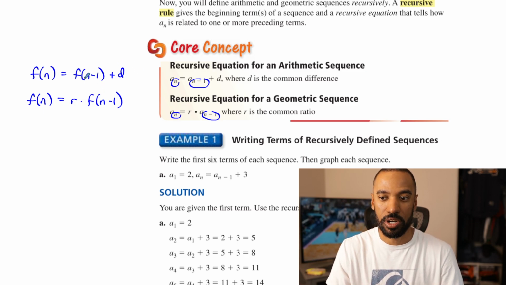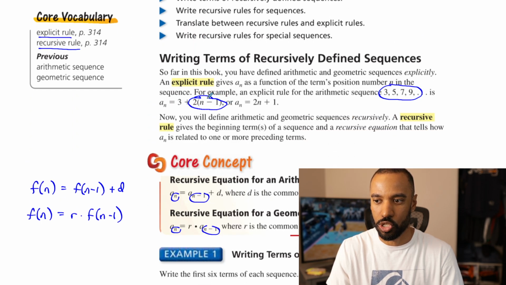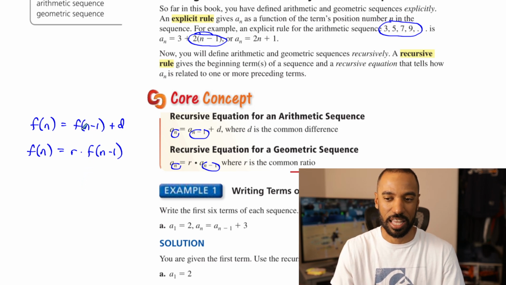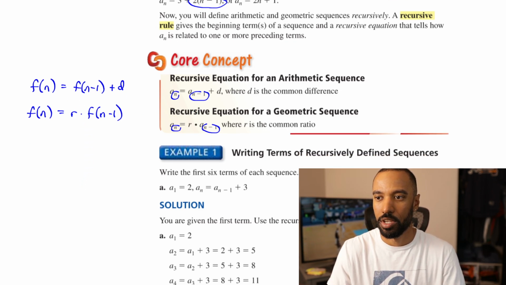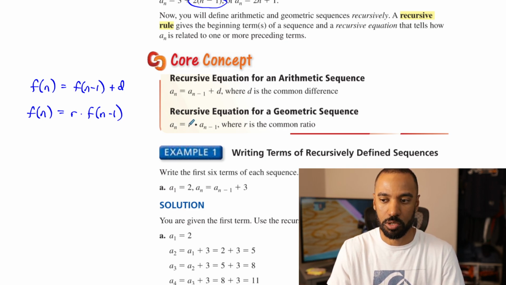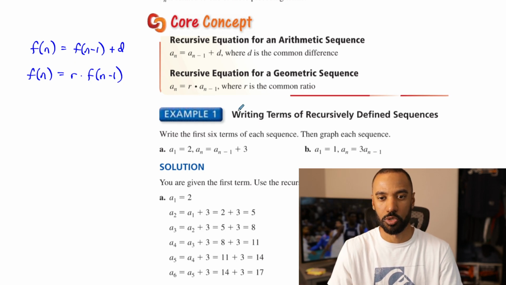The reason why you might not want to use this is because you might confuse it with what we were doing up here. See where it says 2 times n minus 1? This is actually multiplication. This is not multiplication. This is function notation. And that's why that might get a little confusing here. So what these things are saying is to find the value of some term, take the value of the term before it, and add your common difference. To find the value of some term, take the value of the term before it and multiply by its common ratio. That's what those two things mean as far as recursion goes.